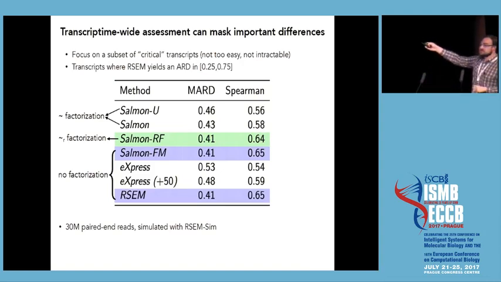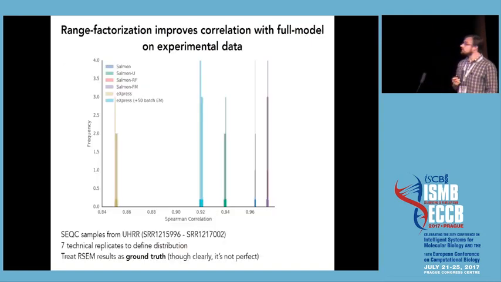we call critical transcripts. So these are meant to be ones that are neither too hard nor too easy. We classify these by, they have an absolute relative difference with respect to RSEM between 0.25 and 0.75. So they're sort of middle of the road in terms of difficulty of predicting. And in this set, what we see is that the differences are considerably larger. And again, we see that this improved factorization essentially recapitulates the result of the full model, right? So we were able to recover what it was that we lost.